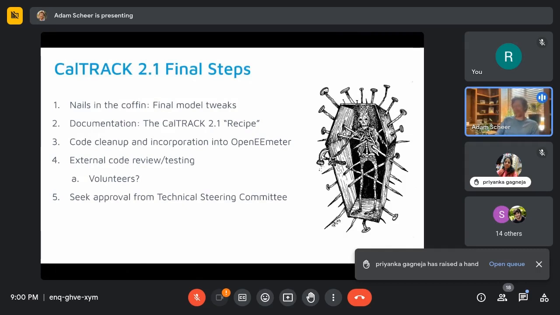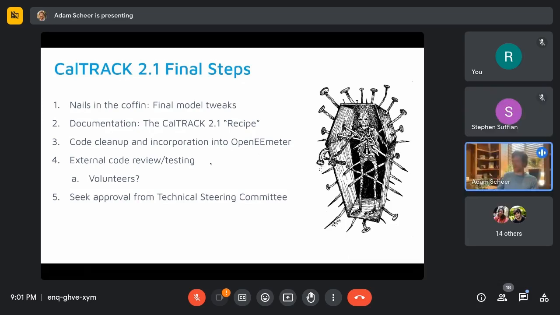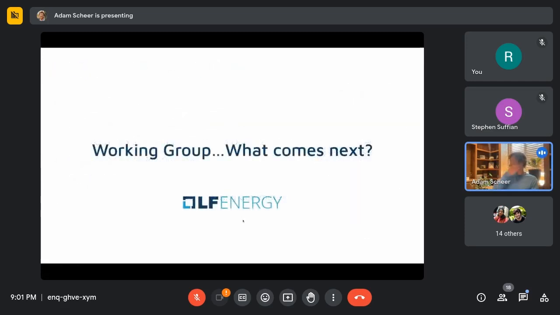And then we need to seek approval from the technical steering committee. But hopefully, if we've done our jobs well, seeking approval from the technical steering committee is more like, hey, here it all is, let's get it incorporated, and there really isn't a debate to be had. But that's why we have to focus on these first 4 steps, because we're not ready to seek approval from the technical steering committee yet. We need to get external review, testing, those kinds of things. And then the question of what comes next.